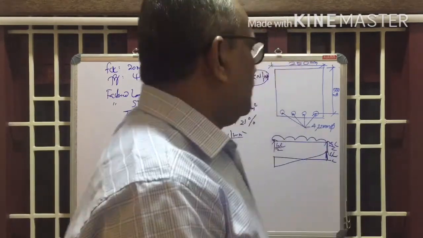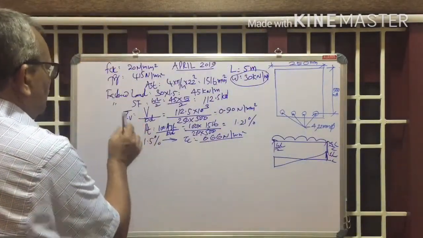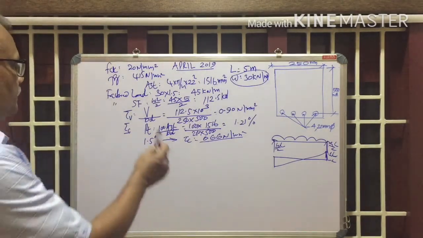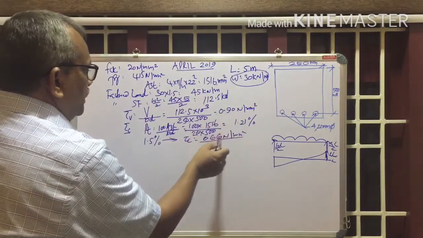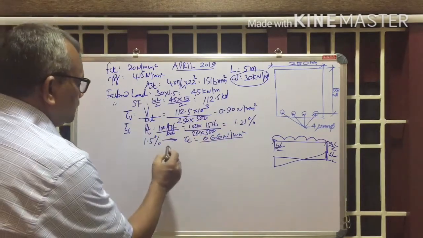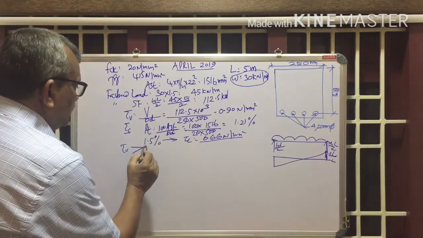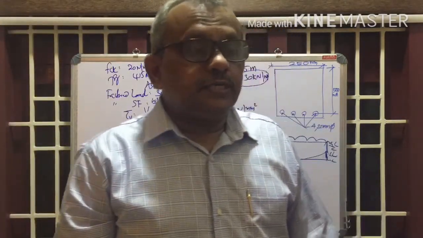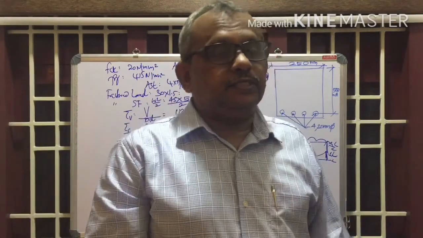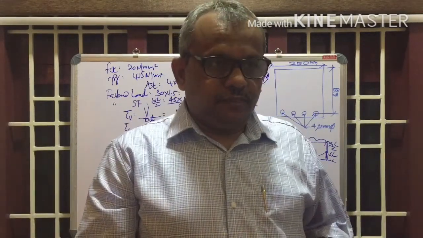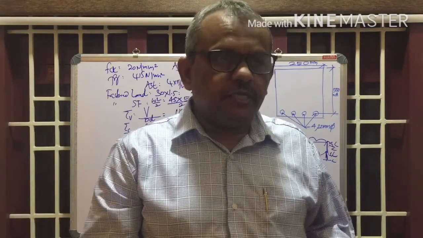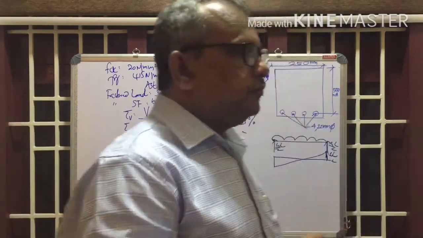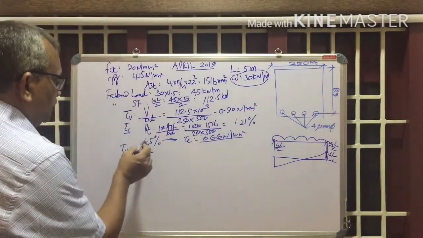Okay. Now compare the nominal shear stress and the design shear stress, or the maximum shear stress. Here tau V is 0.9 and tau C is 0.66. Tau V is greater than tau C. So what's the conclusion? If tau V is greater than tau C, we have to design the shear reinforcement. That is necessary, right?